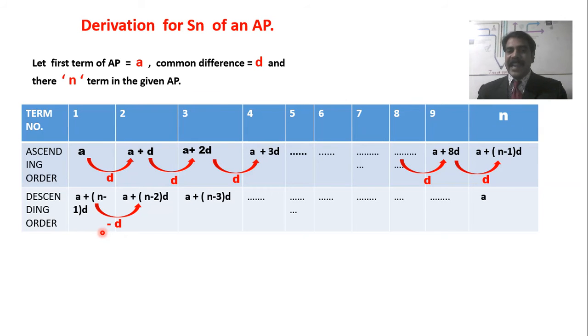Here the common difference is negative. So, subtract D from it, it will become minus 2D. Subtract D again, it will become minus 3D. It means at every place we have to subtract D, or add minus D, because minus D is the common difference. Ultimately we are going to get this value A. Is that clear? So, this is A plus n minus 1 into D. Next will be again adding minus 1D, that will become minus 2, then minus 3, then minus 4, minus 5 and so on, and ultimately it will become A. Is that clear?